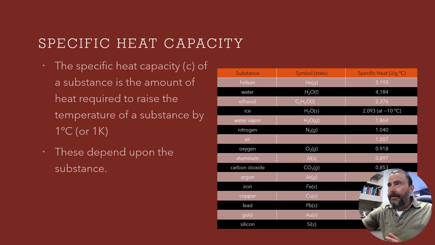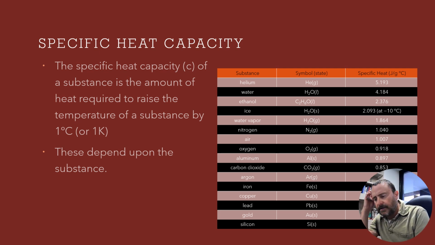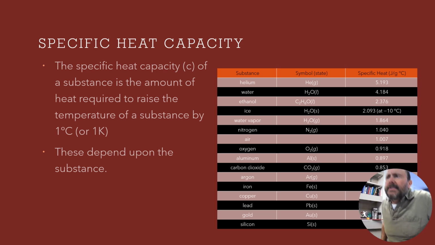Our next little topic here is something that we're going to call specific heat capacity. That is given the symbol of a lowercase c. It is the amount of heat that it takes to raise the temperature of a substance by either 1 degree Celsius or 1 Kelvin. Basically, since the Kelvin and Celsius scales both go up by the same amounts, those are the same thing. And this is very specific to the substance itself.